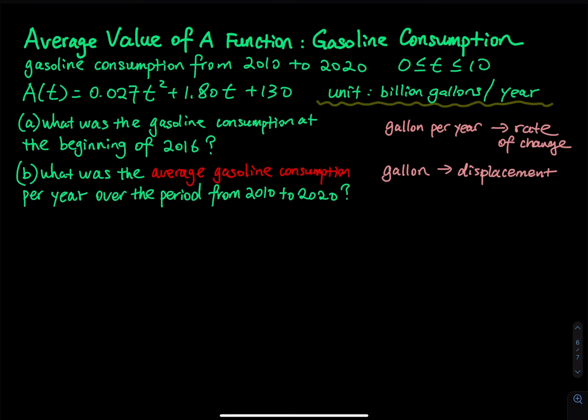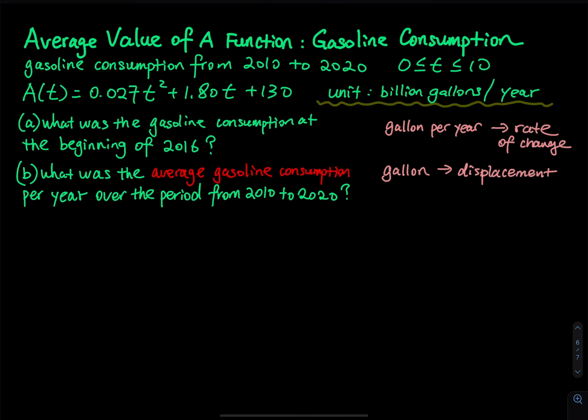This application problem is related to the average value of a function. The gasoline consumption from 2010 to 2020, since that is related to the time in years, then when t is equal to 0, that means 2010, the initial year, and when t is equal to 10, that means 2020, and this is my consumption function.